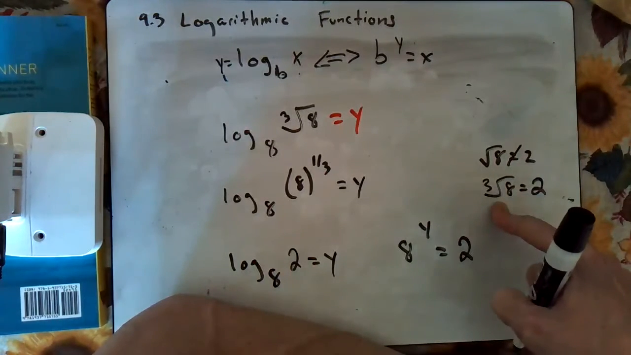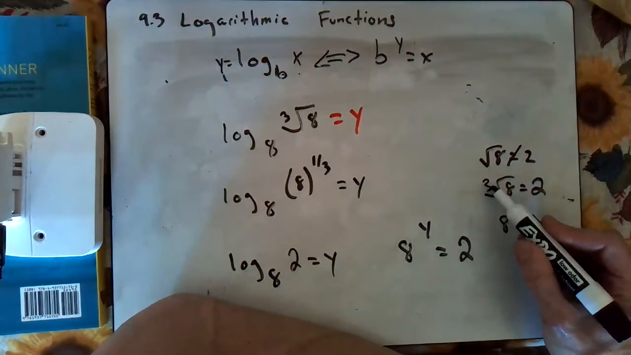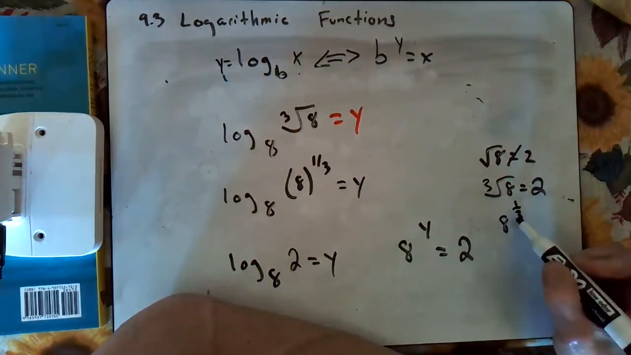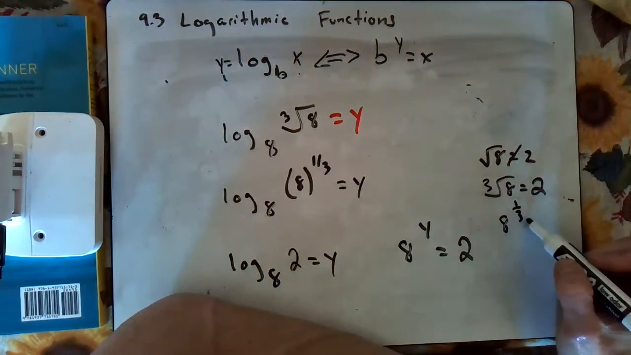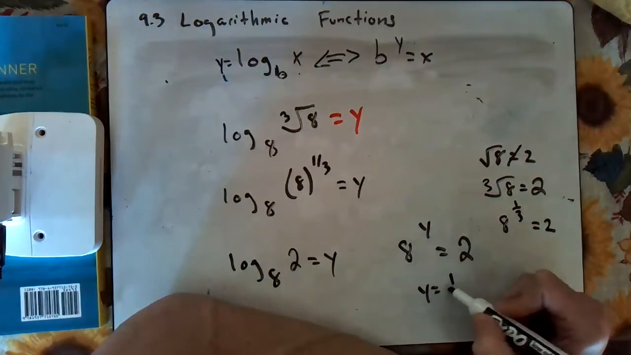Remember, how do you write roots in exponential form? Or in this case, how would you write the cubed root of 8? It would be 8 to the 1/3. Remember, the index becomes the denominator of your fractional exponent. So y in this case is equal to 1/3.